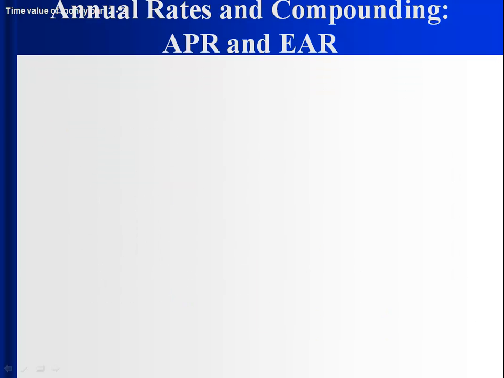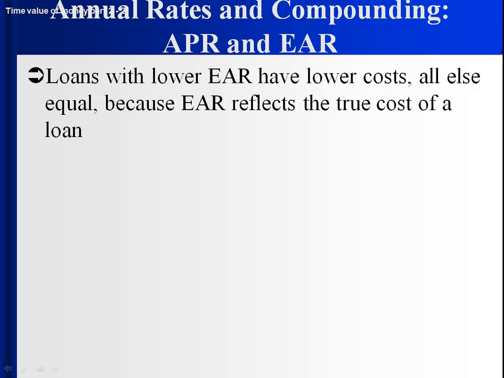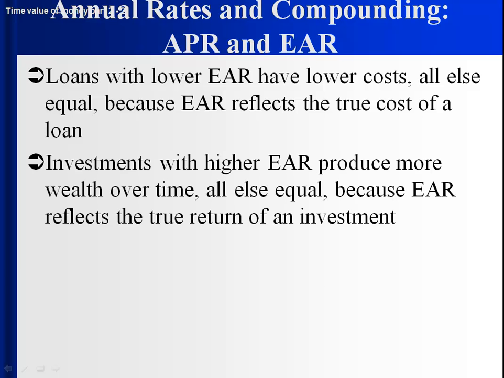So let's look at some of the formulas. Or before we do the formulas, let's talk about how loans with a lower EAR have lower costs because the EAR reflects the true cost of a loan. So if we're comparing loans where all else is equal, what we would want to do is know what's the EAR for this loan, what's the EAR for this one, and the one that's lower, that's the more attractive loan because it has a lower rate. If we had two investments, we would want to compare their EAR to know which one we would expect our wealth to grow more over time.